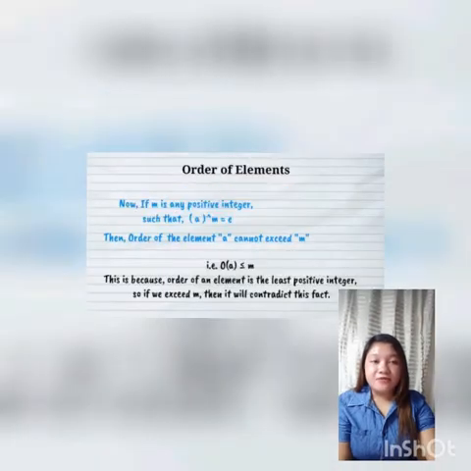Now, if m is any positive integer such that A raised to the power of m equals E, then the order of the element A cannot exceed m. This is because the order of an element is the least positive integer, so if it exceeded m, it would contradict this fact.